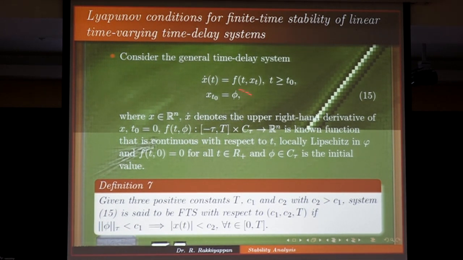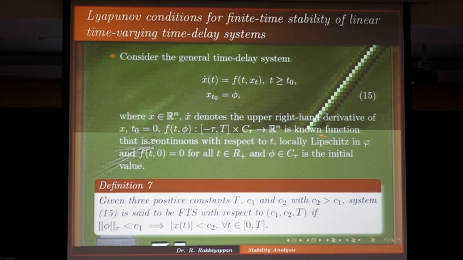Consider the general time delay system x dot of t equal to f of t comma x_t. It is a functional differential equation with respect to the initial condition, which is nothing but the initial function. Here x dot denotes the right hand derivative of x, t naught is 0, and f of t comma phi is a map from [0, T] cross C([-tau, 0], R^n) to R^n. It is a known function and it is locally Lipschitz. If it is Lipschitz, then only we can have a unique solution.